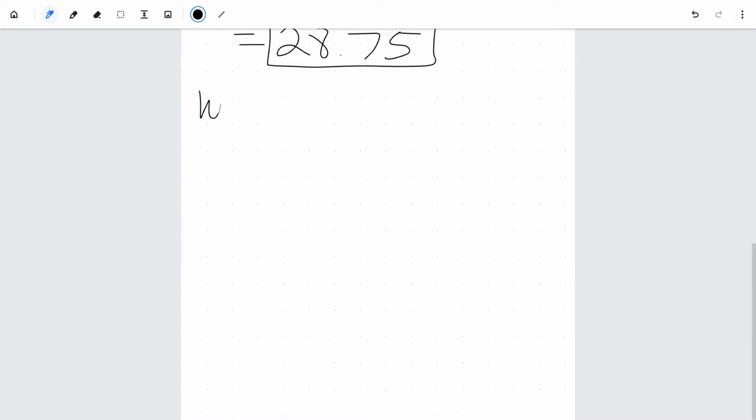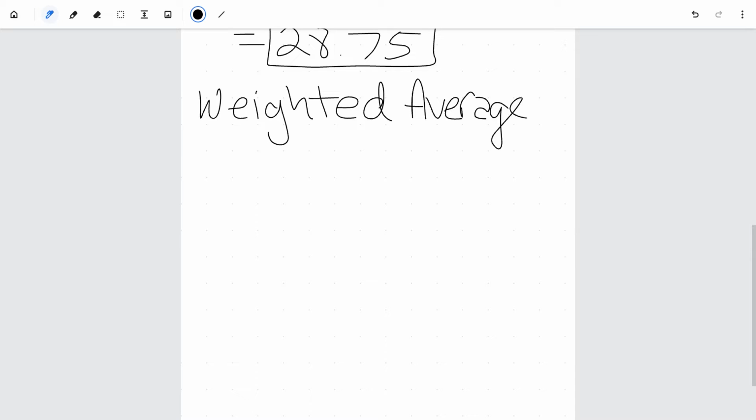Another type of average that you can calculate is the weighted average. And this is a little bit more complex, but it is basically the same concept, but you just weight certain numbers or data points more depending on their importance or relevance, or like basically the number of times that that data point occurs, you weight it higher.